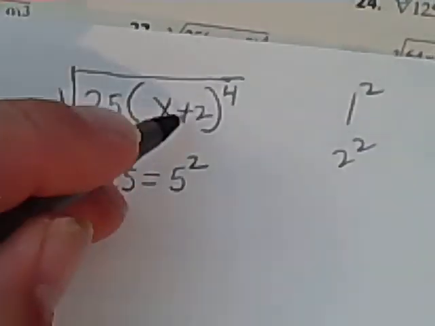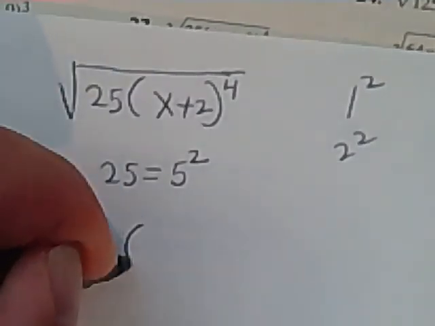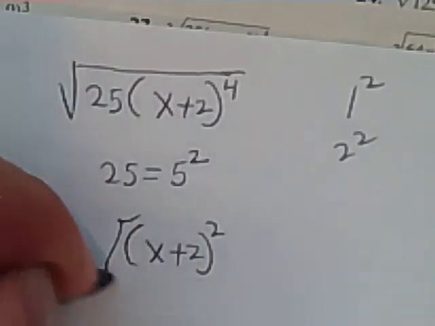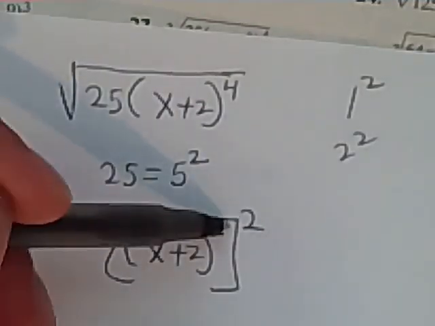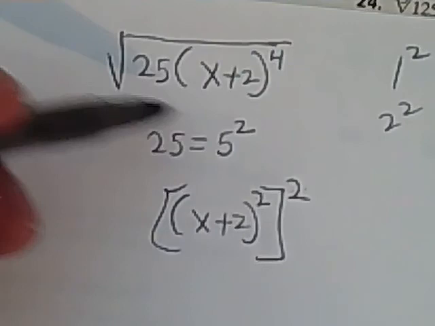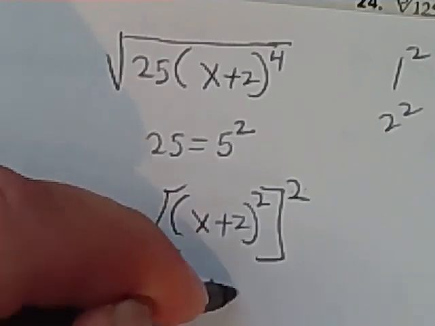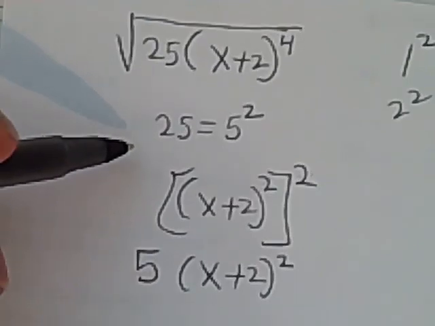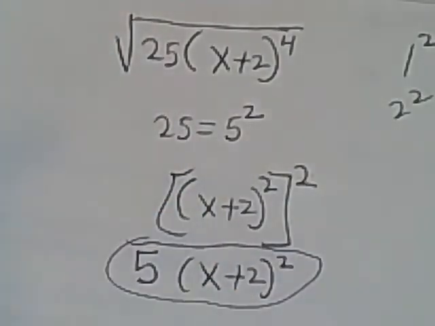Great. For x plus 2 to the 4th power, that is x plus 2, squared. Because as I've been trying to show you, in this situation, you multiply the exponents. So simplifying number 25, I can pull out a 5 squared. I can pull out an x plus 2 squared, and I claim the square root of 25 times all that mess is simplified down to that.